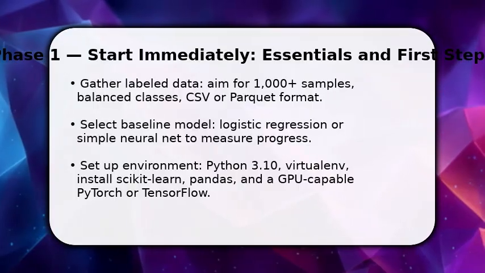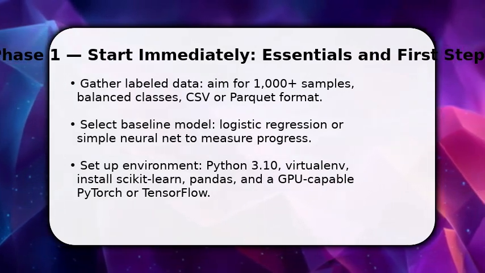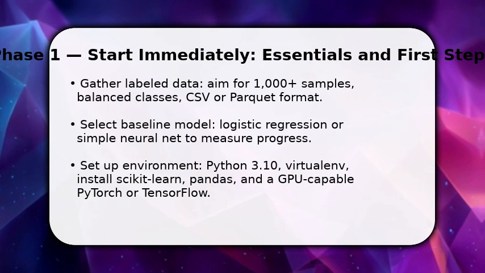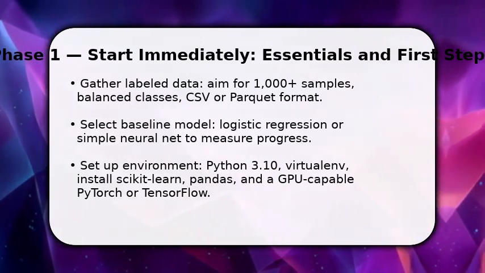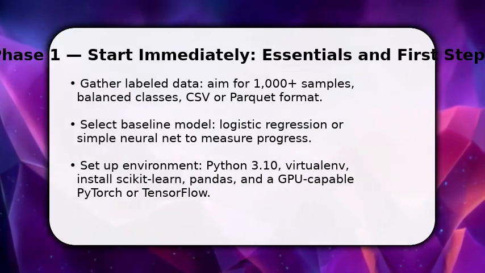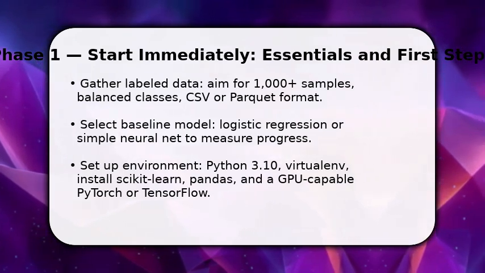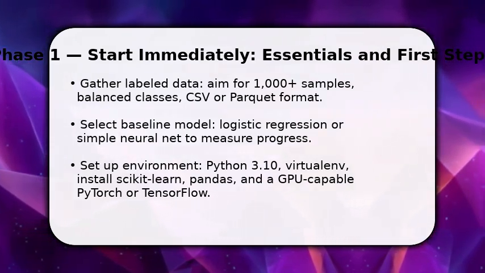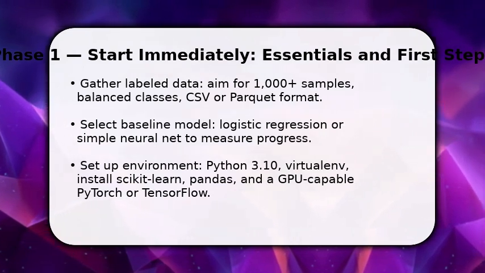You begin by choosing a clear target and collecting representative data. This is critical. Once you have balanced, labeled samples, split to train/valid/test immediately. Make sure to configure Python 3.10 inside a virtualenv and install pandas, scikit-learn and either PyTorch or TensorFlow with GPU support. Next, pick a baseline model, logistic regression or a small neural net, so you measure actual gains.